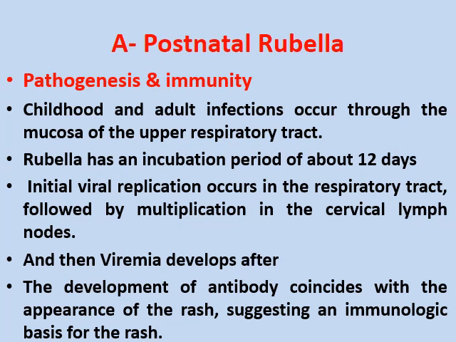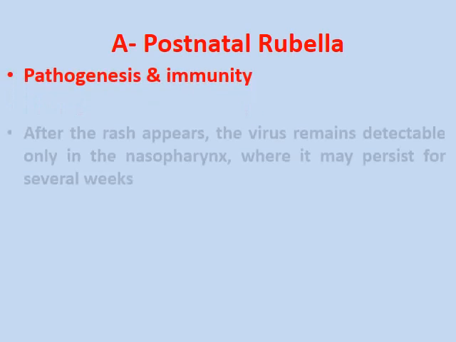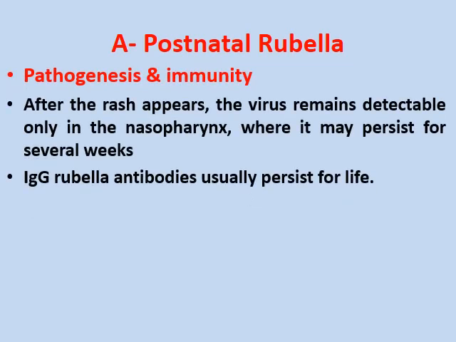So in the rash, sometimes we do not find the rubella virus in the skin rash, we cannot isolate it like measles. Rubella is not present there because it is probably an immunologically mediated skin rash. Why? Because antibodies were found. Exactly, development of antibody coincides with the development of rash. After the rash appears, the virus remains detectable only in the nasopharynx, where it may persist for several weeks. The virus does not go away, it stays for several weeks in the nasopharynx. No complete recovery till now.